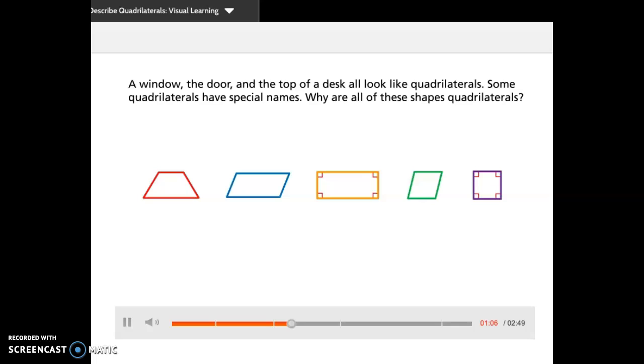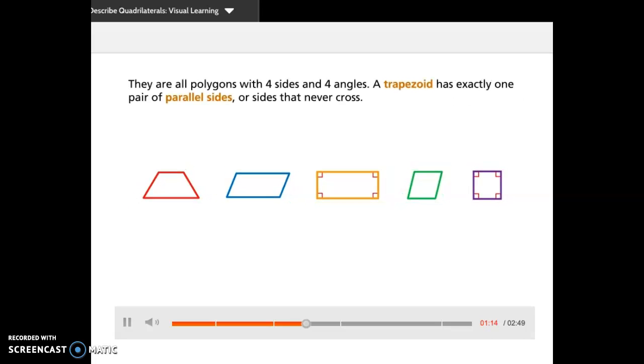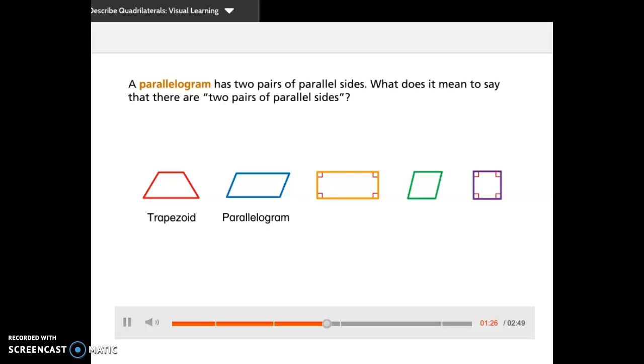Some quadrilaterals have special names. Why are all of these shapes quadrilaterals? They are all polygons with four sides and four angles. A trapezoid has exactly one pair of parallel sides, or sides that never cross. A parallelogram has two pairs of parallel sides.